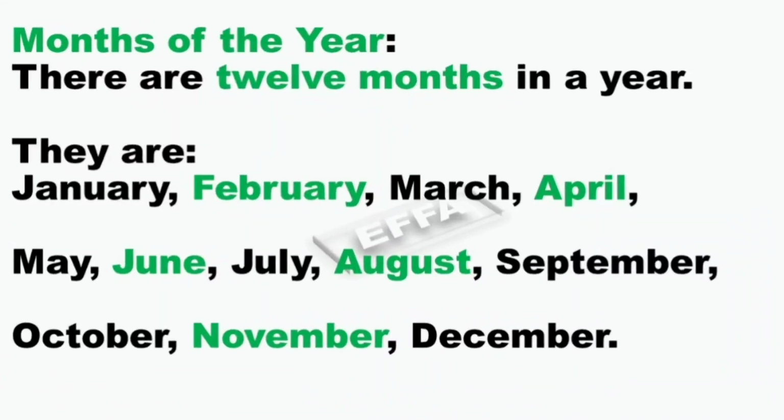Let's begin. Months of the year. Dear students, there are 12 months in a year. There are January, February, March, April, May, June, July, August, September, October, November, December. These are the months of the year, dear students. You should learn their correct pronunciation and memorize them as well.